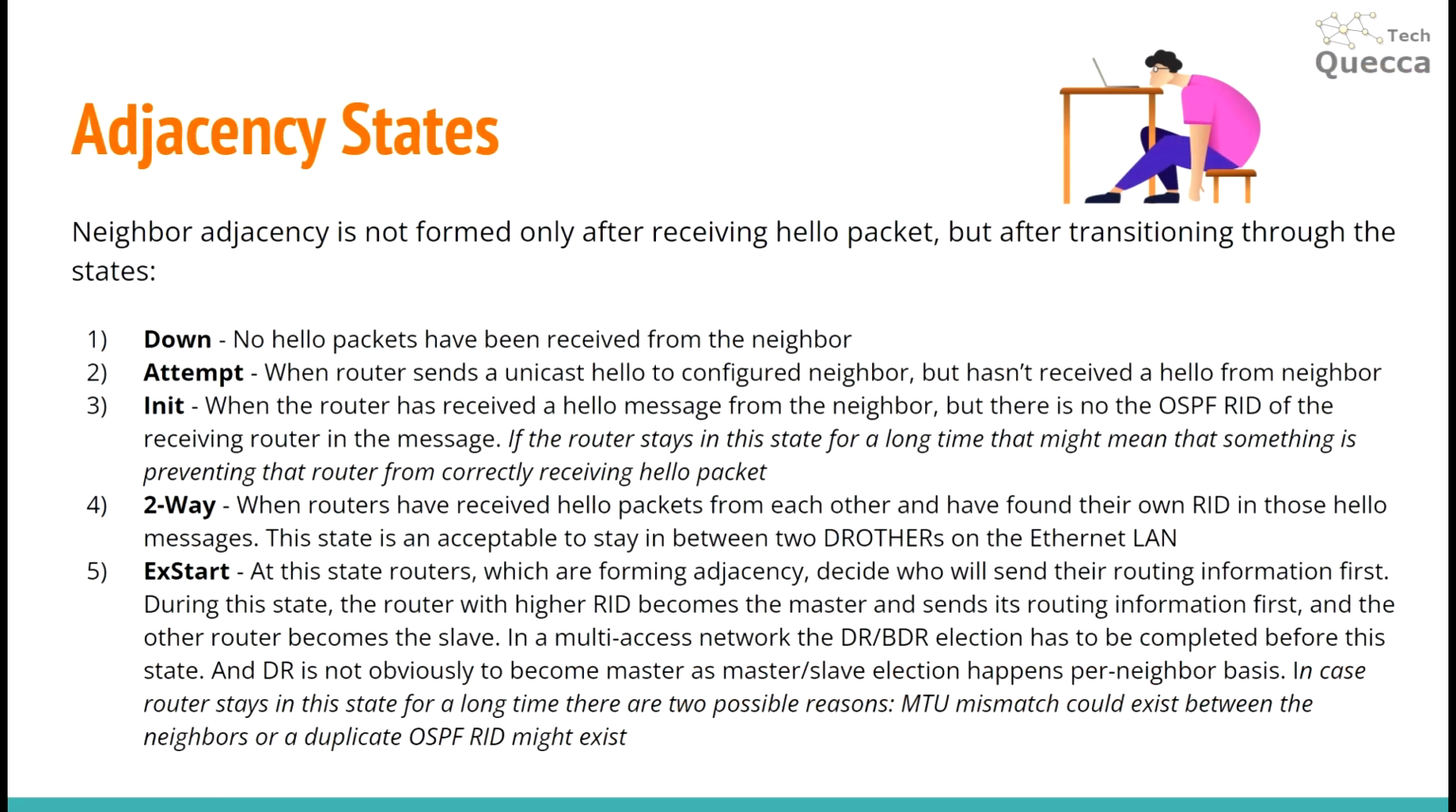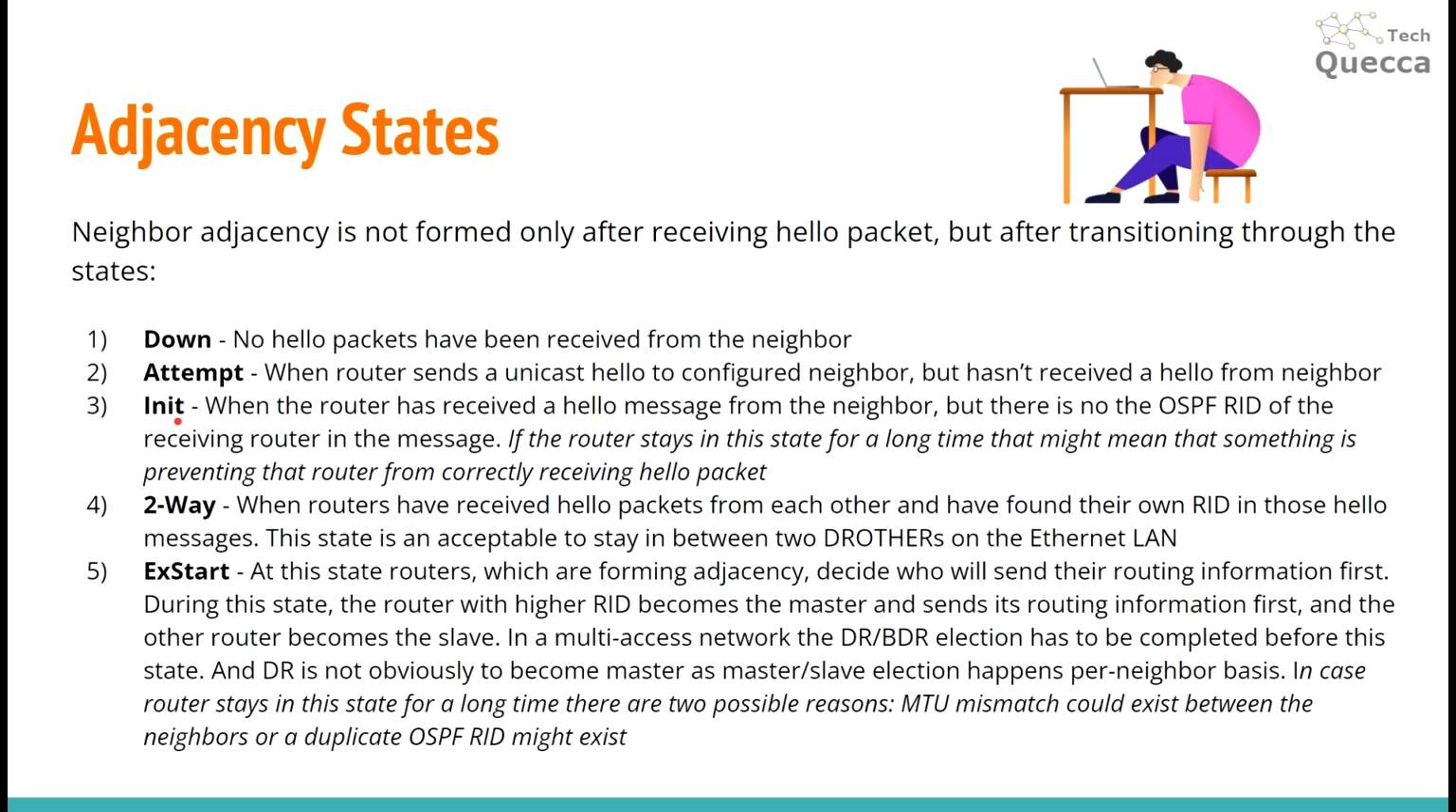Neighboring routers will not form a neighbor adjacency right away after receiving a hello packet. They need to go through some states. Let's review these states. There are 8 states. First one is down. It means that no packets have been received from the neighbor. Second state is attempt. This is when the router sends a unicast hello to a configured neighbor but hasn't received a hello from the neighbor. Next one is init.